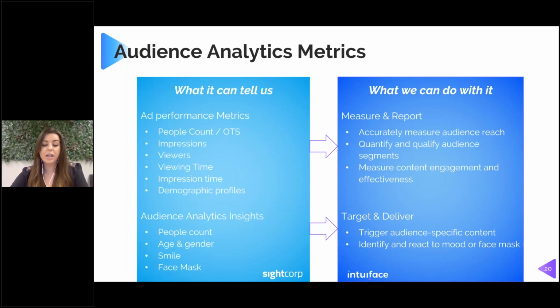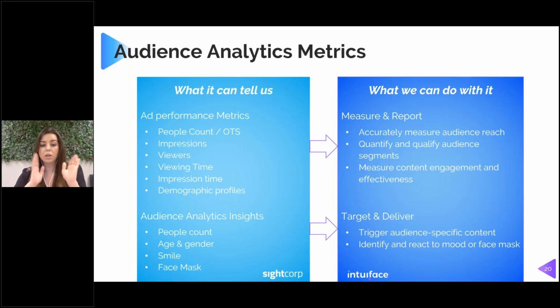So now let's take a look at the type of data that you can expect to collect with the audience measurement software. There's usually two main uses for the audience measurement data, and that is reporting and triggering. If we look at the first column on the left, we can see all the data that's collected for each piece of content. The ad performance metrics include the people count, which is all the people that have passed the screen. The industry term for this is also OTS, opportunity to see. Then we have number of impressions and viewers.